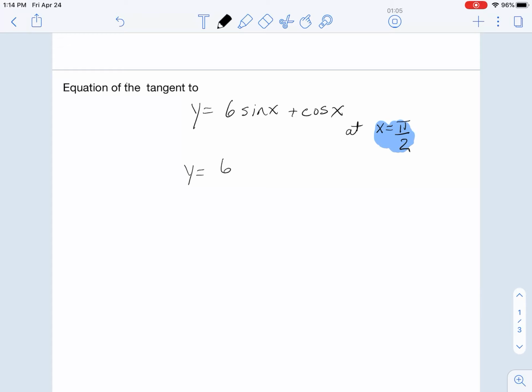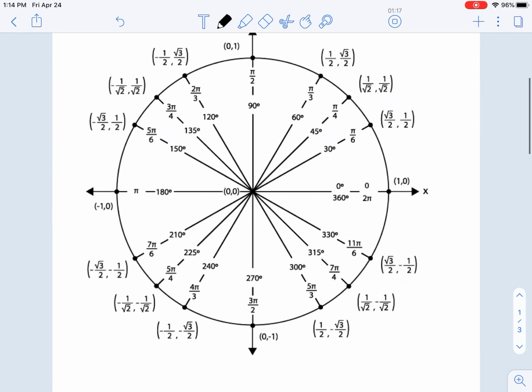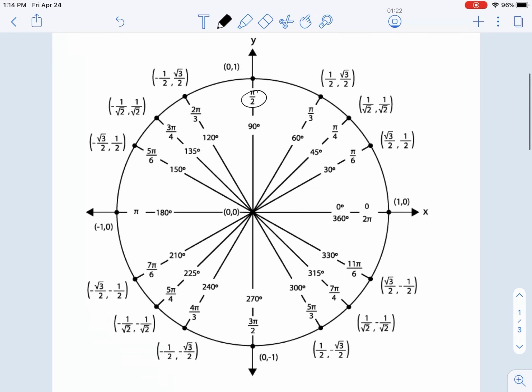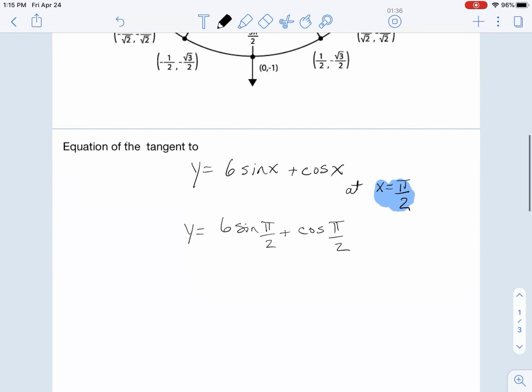So here's our function. What we're going to do is substitute pi over 2 where we have the x variable. And a unit circle will come in handy here, so I've got one pulled up. So here's pi over 2. One thing we want to remember is that when they give the coordinates, you can see here there's 0, 1 at pi over 2, the first one is cos and the second one is sine. So sine I've got 1 and cos I have 0.